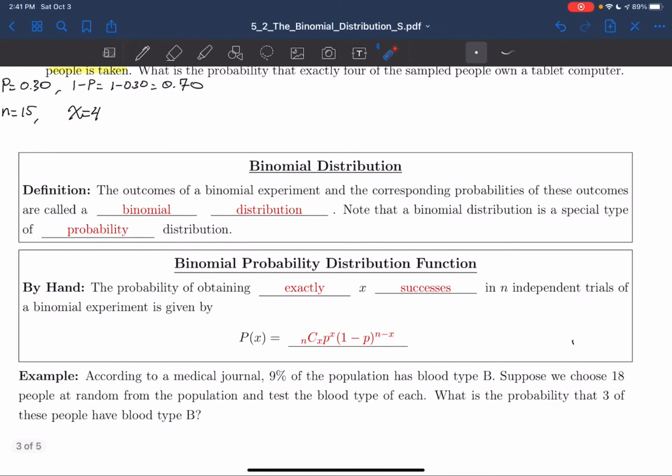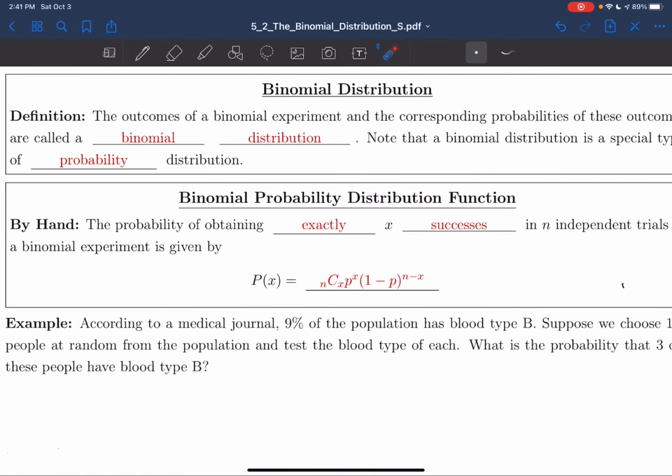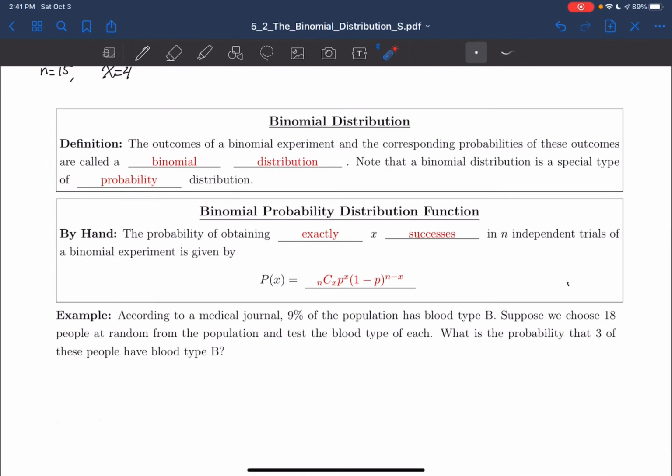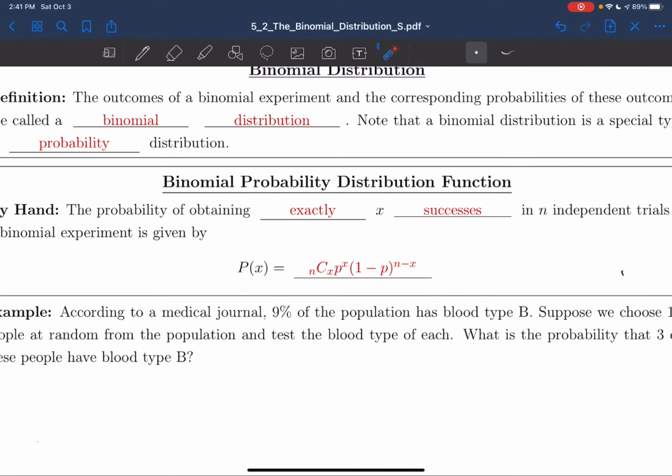So how do we compute these probabilities? The probability of obtaining exactly x successes in n independent trials of a binomial experiment is given by this formula. P of x is equal to n choose x times p to the power of x times 1 minus p to the power of n minus x, where n is the number of trials, p is the probability of success, and x is the possible value of our random variable. This is the reason why we've done so much practice identifying our n, p, and x, because once we know these values, we can compute the probabilities.